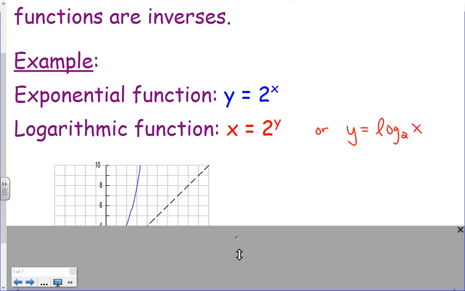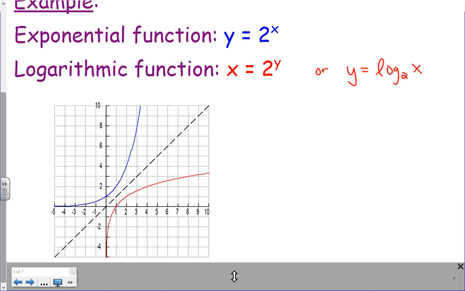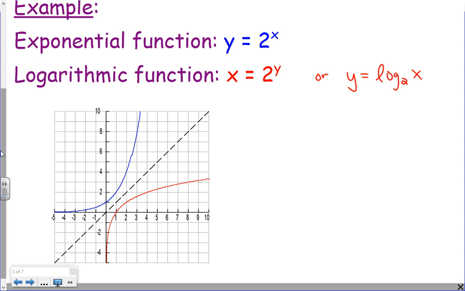In fact, if you look at these graphically, in blue here we've got your exponential function, y is equal to 2 to the x. And in red we've got our logarithmic function, either x equals 2 to the y, or that's the same as y equals log base 2 of x. And you can see that if I draw the line y equals x through there, the line y equals x is in fact a reflection of the blue curve onto the red curve, or vice versa.